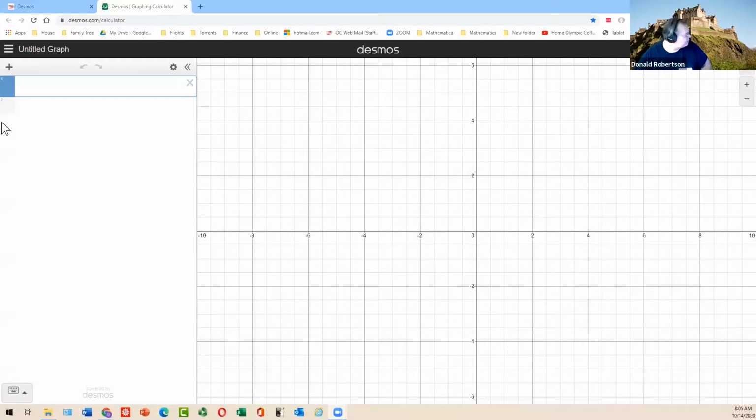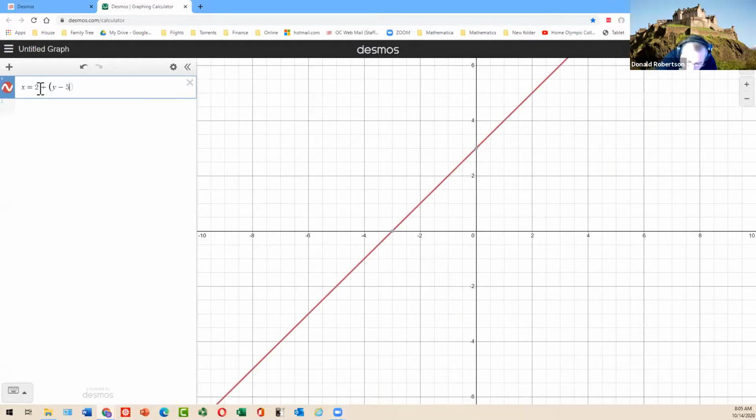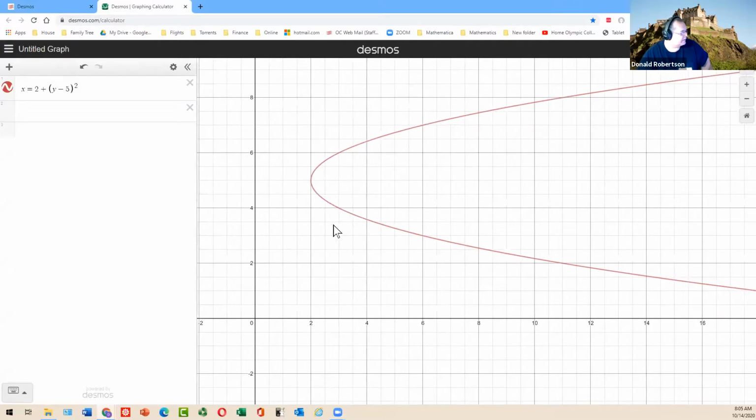Right, so I have x equals 2 plus, in brackets, y subtract 5, close brackets, squared. So when I hit the button above it, it does it. Right, so there's the curve.